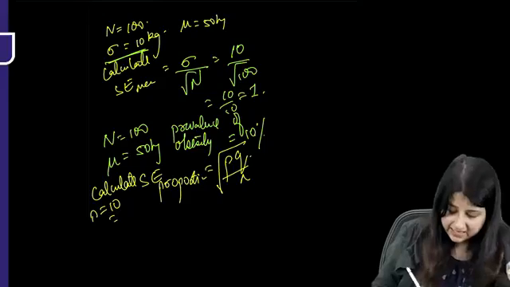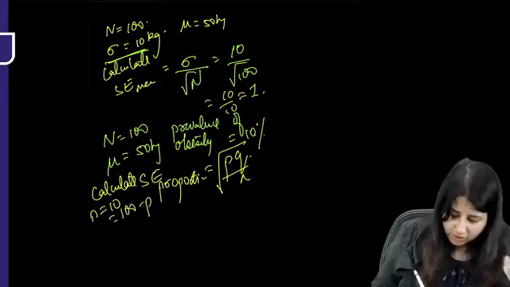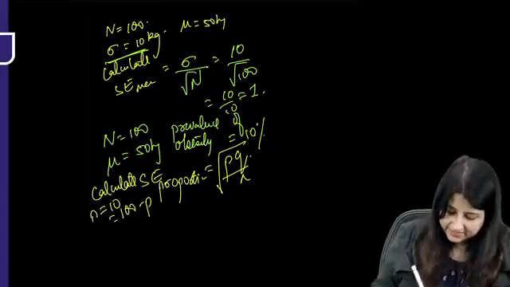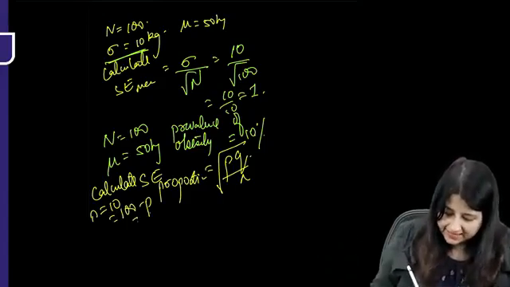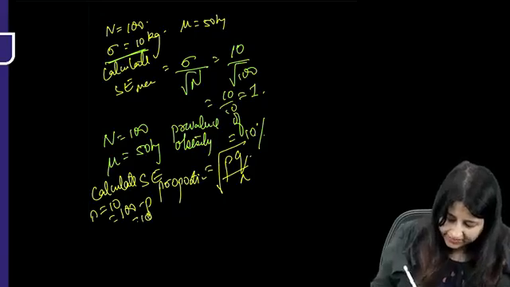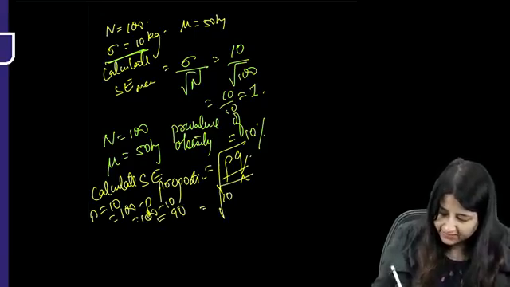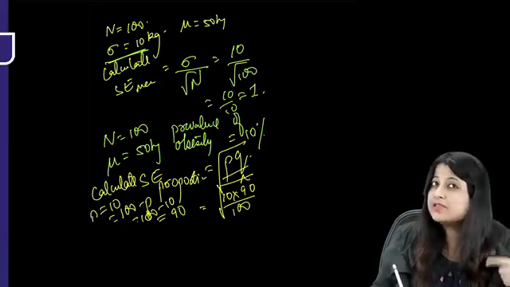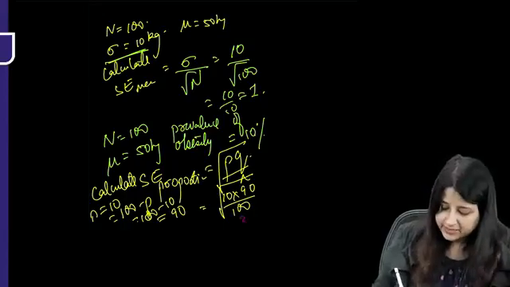Q will be how much? 100 minus P. Always, if P was 20, 100 minus 20. If P was 30, 100 minus 30. So 100 minus 10, here it will be how much? That will become 90. So square root of P into Q by N is 10 into 90 by 100. N is 100, so square root of 900 by 100 means square root of 9, which will be 3.